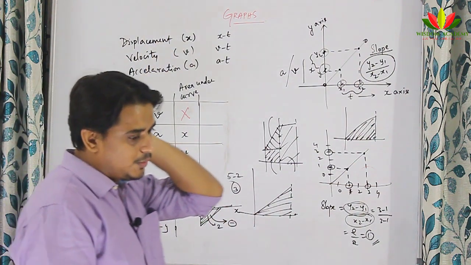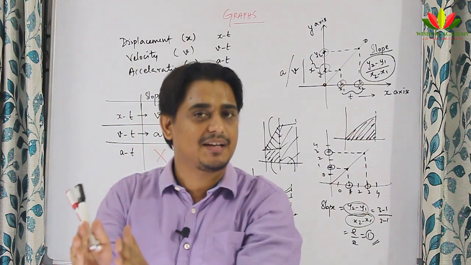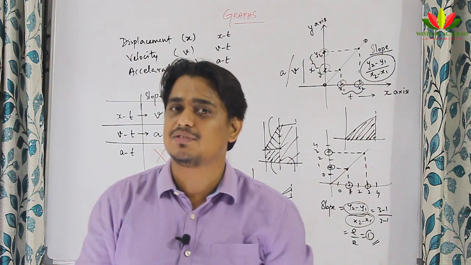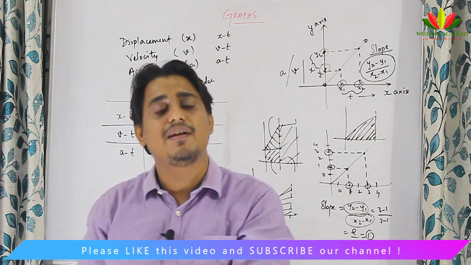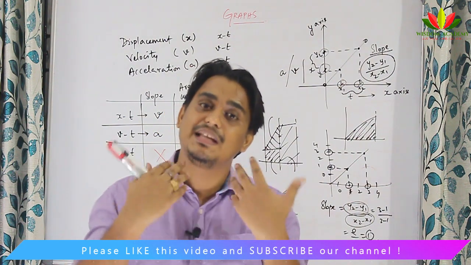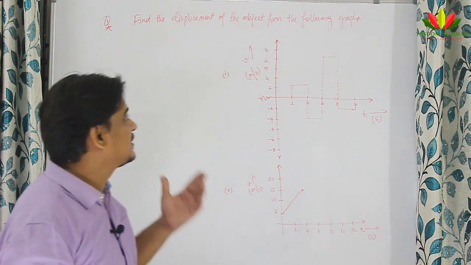So now I have told you about the graph, and I have drawn 3 graphs here. One is the displacement time graph, the velocity time graph, and the acceleration time graph, and for all these graphs I have told you what the slopes will give, what the area under the curve will give. I told you what is the meaning of area under the curve. I told you what is the meaning of slope of the curve.